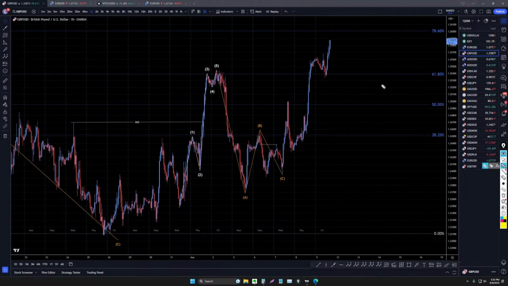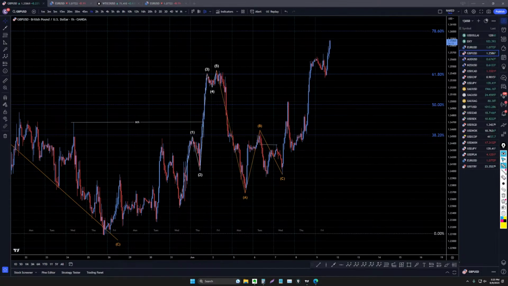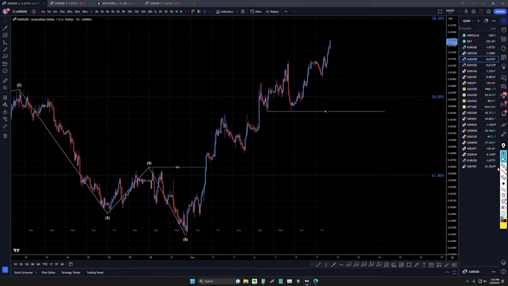The pound, look at the pound. That's definitely a wave 3. 1, ABC down, 2. This is definitely a wave 3. So I would definitely continue to look for longs on that one also. Aussie dollar, look at that. Just since we've been here today, it's been going up like crazy. That's definitely a wave 3 also, probably right there, 1, 2, and now we're in a wave 3. Just continue the uptrend.